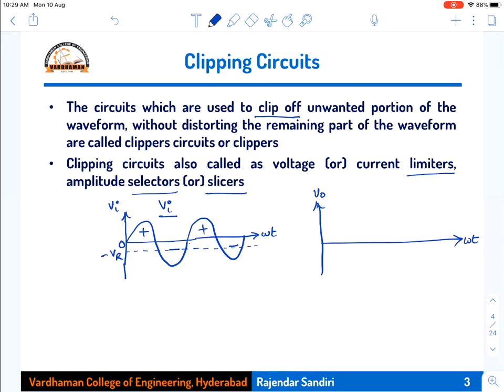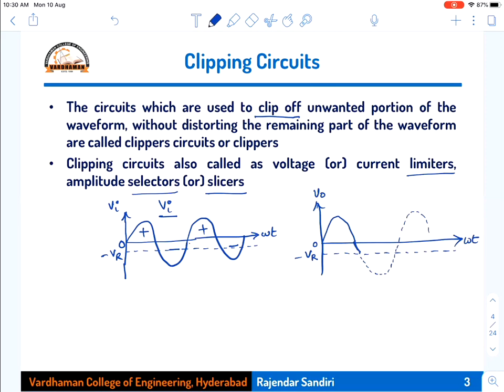What is the selected level? The reference voltage level I have selected is minus VR. So any voltage below minus VR will be clipped off, and above minus VR will be retained as it is. Then what will be the output voltage waveform? This positive cycle you will get as it is, and this is your minus VR. This is 0. Below minus VR, the negative portion should be clipped off. Above the minus VR level, it should be transferred through the clipper circuit. So it will come up to here.